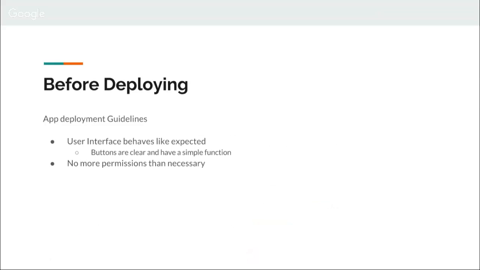No more permissions than necessary. It should be self-explanatory. You don't have to access the user contacts if your application is just displaying a list, right?